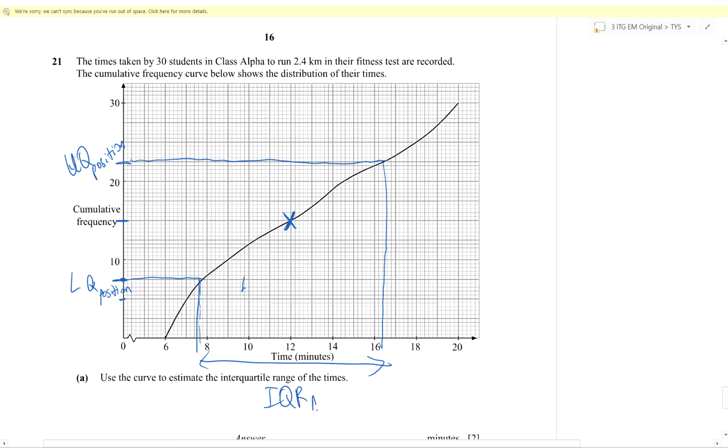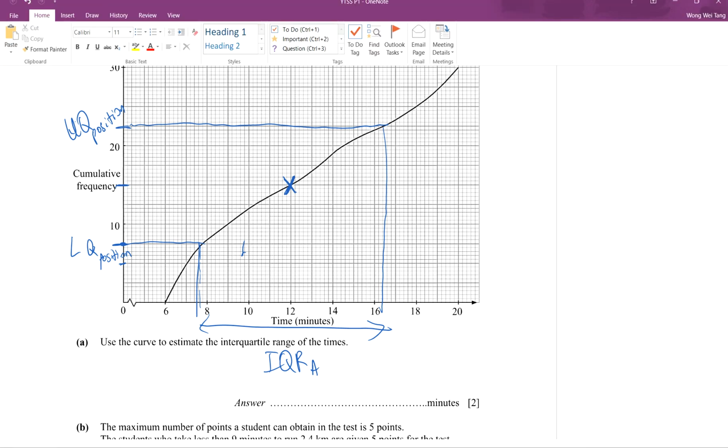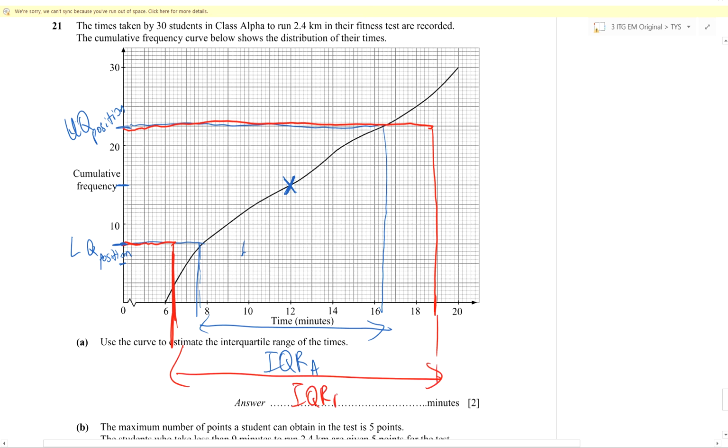IQR for A. What about for B? They are telling us that the interquartile range for B is higher. I'll use red for interquartile range for B. So the upper quartile position doesn't change, but they say that the interquartile range is bigger. So let me just draw it longer, maybe somewhere over here. Then the lower quartile position, since it is wider, this is now a wider interquartile range for B. Okay, pictorially it looks like this, which means that I have a point here.